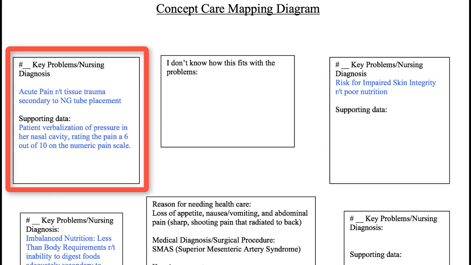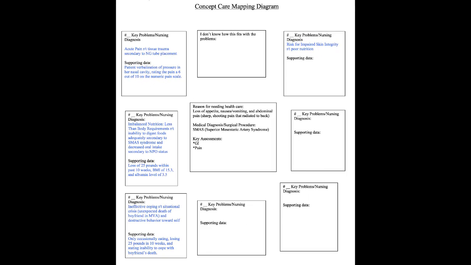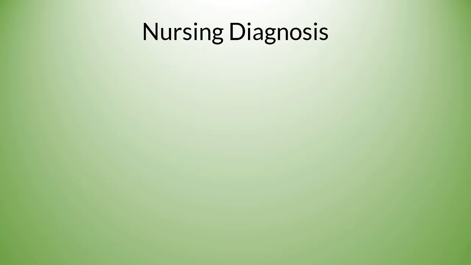Finally, we have a verbalization of pressure in the nasal cavity related to the NG tube, as well as a pain rating of 6 on a numerical scale of 0 to 10, which corresponds to a pain diagnosis. Once you have your supporting data grouped together, it may be easier to find a nursing diagnosis that matches. From this point, you can look at nursing diagnoses related to nutrition, psychosocial, and pain.